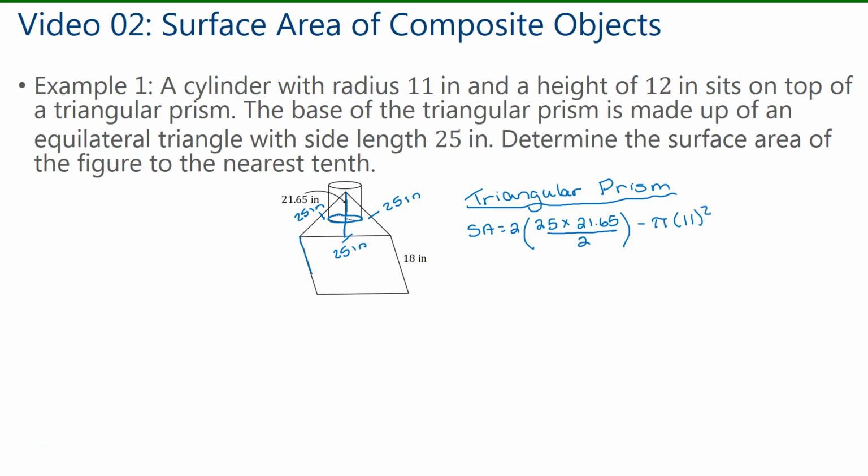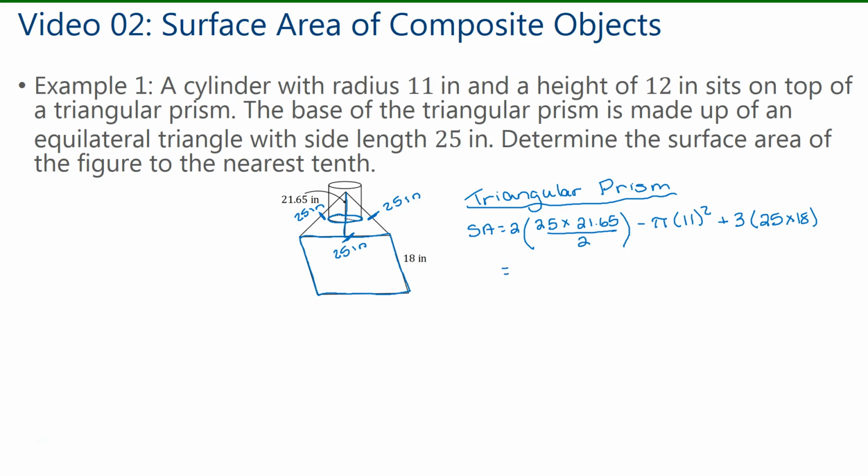Now for the rectangles, I have this one and 2 more on the side which we can't see. But all 3 of these rectangles are going to be equal since we have an equilateral triangle here and all the side lengths are the same. So now I just add on 3 rectangles, which is 25 times 18.